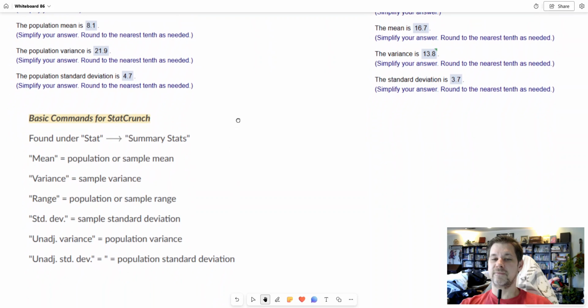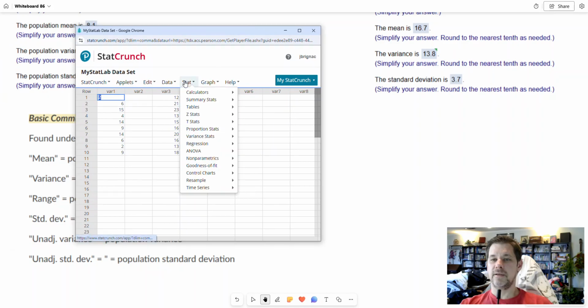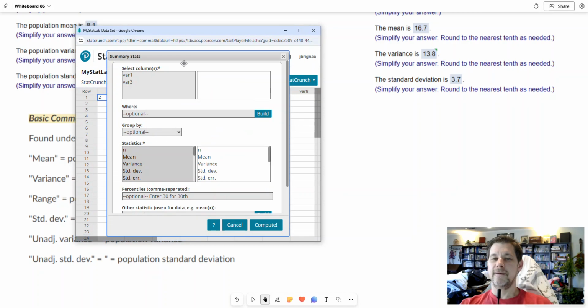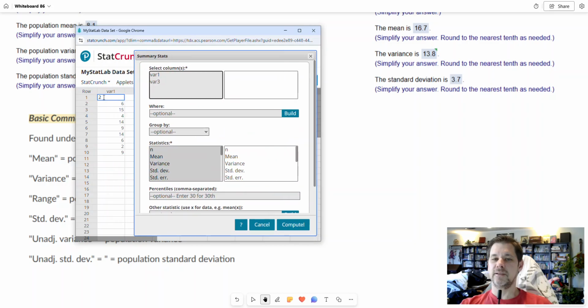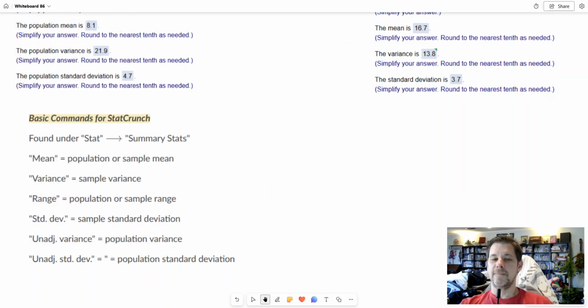I have provided you with the basic commands for using StatCrunch. What we do is we go to Stat right here and then Summary Stats, okay, and then Columns. All right, I do Columns because my data is organized in columns. All right, now Mean will be either the population or sample mean, it doesn't matter. Variance will be sample variance. Range will be population or sample range. Std. dev. that'll be sample standard deviation, and so on.